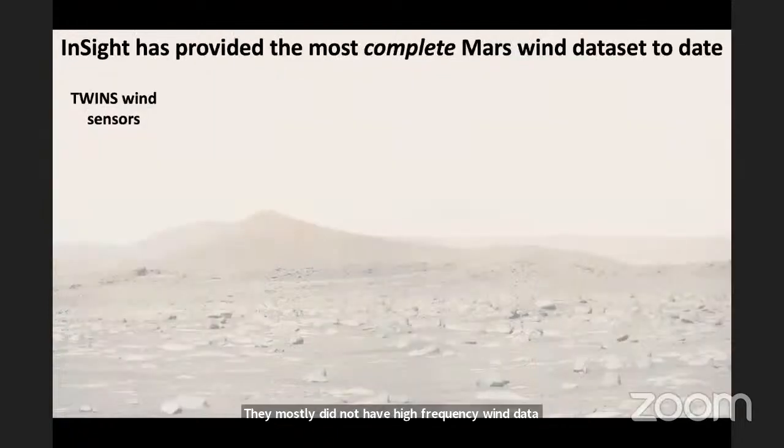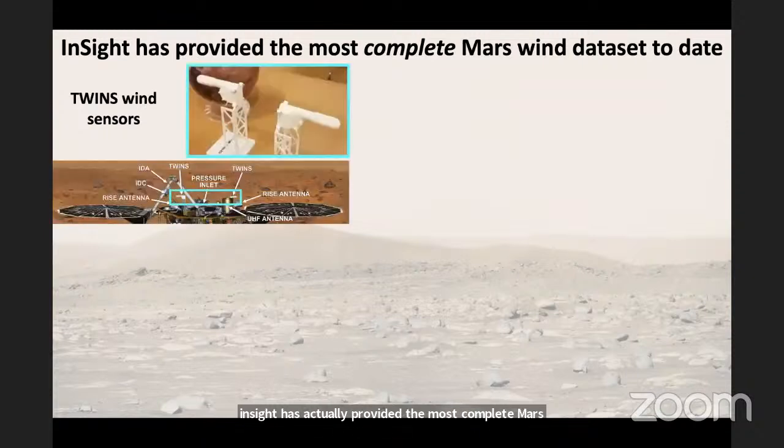InSight has actually provided the most complete Mars wind data set to date, I would argue. There are 2 wind sensors mounted on booms, and you need 2 of them because things on the lander are going to impede the flow coming from one direction if you only have one sensor, with the flow coming from sort of behind it. So you need 2 sensors so you can measure the flow from all directions.